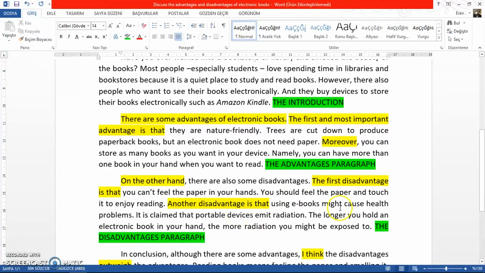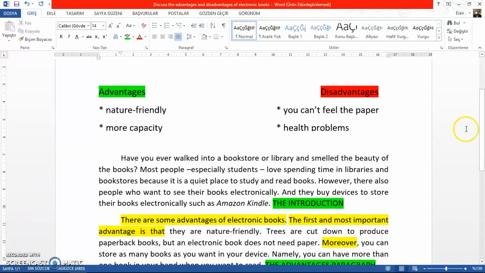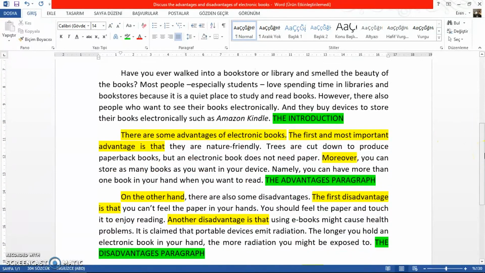Another disadvantage is that using ebooks might cause health problems. So here you see the health problems was the second disadvantage. And I justified it by giving this claim. It's claimed that portable devices emit radiation. Emit here means give. So the longer you hold an electronic book in your hand, the more radiation you might be exposed to. This was my justification for the disadvantage of an electronic book.